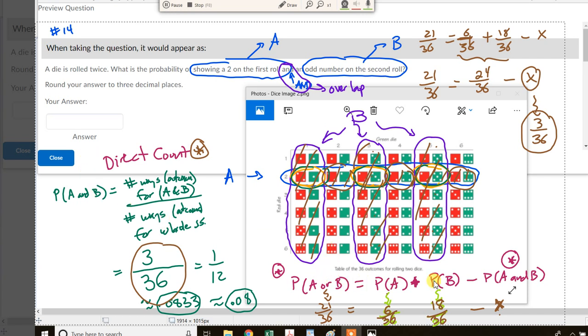You have to use these combination rules if you don't have a listing of everything. You only have partial information, then you have to rely on these other rules. So I would not necessarily do this method. I would use this method right here, the direct count. I'm just showing you that the other method does still work. Okay, all right, cool.